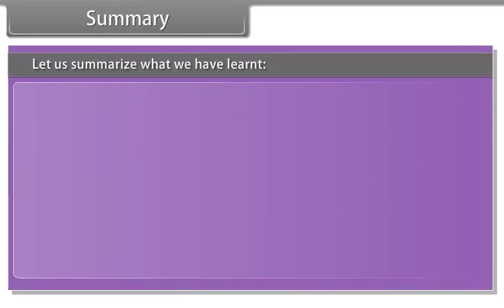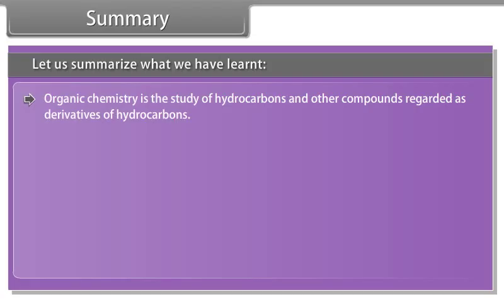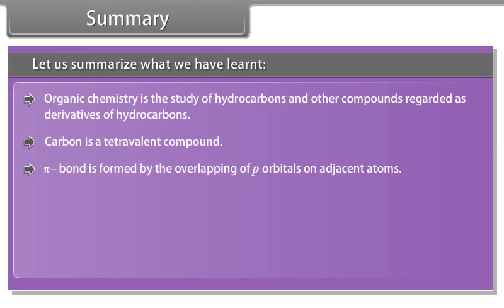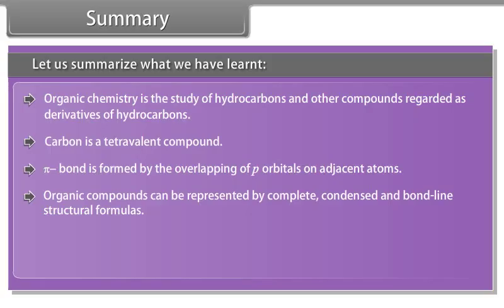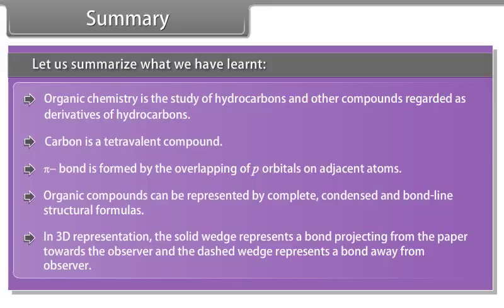Summary. Let us summarize what we have learnt. Organic chemistry is the study of hydrocarbons and other compounds regarded as derivatives of hydrocarbons. Carbon is tetravalent. Pi bond is formed by the overlapping of p orbitals on adjacent atoms. Organic compounds can be represented by complete, condensed, and bond-line structural formulas. In 3D representation, the solid wedge represents a bond projecting from the paper towards the observer, and the dashed wedge represents a bond away from the observer.